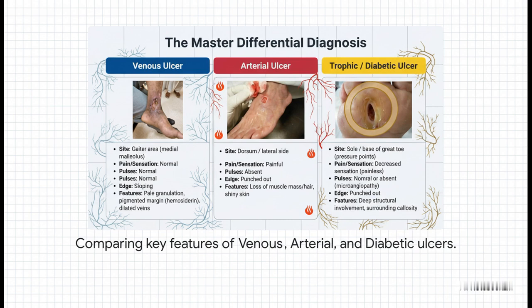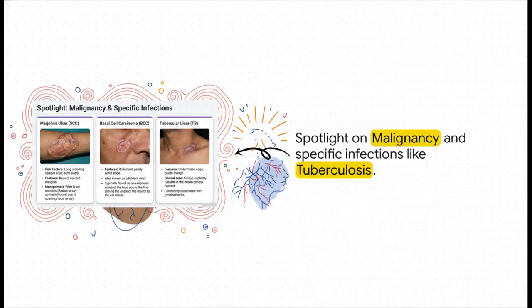And third, the trophic, or diabetic ulcer. This will be over a pressure point, like the sole of the foot. And what's the giveaway? It's painless, because of the nerve damage, and you'll often see that thick, hard skin, that callosity around it. Now for a few special cases you absolutely cannot afford to miss.